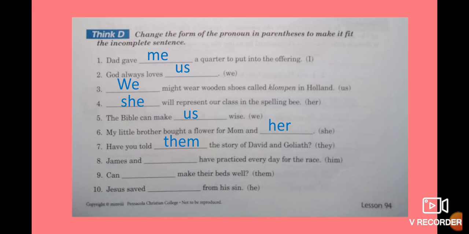Number 8, James and he, okay, he is part of the subject. For that reason, we use a subjective pronoun. Number 9, can they, okay, this is part of the subject, so we use a subjective pronoun. Number 10, Jesus saved him from his sin. In that case, we have an action verb that is saved, then we need to use an objective pronoun.